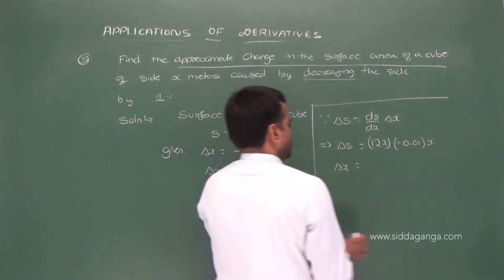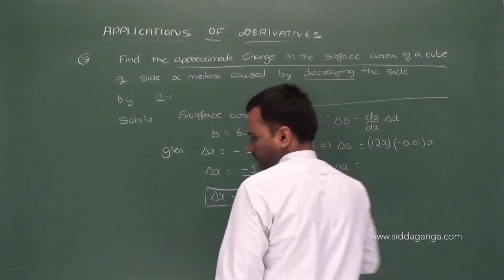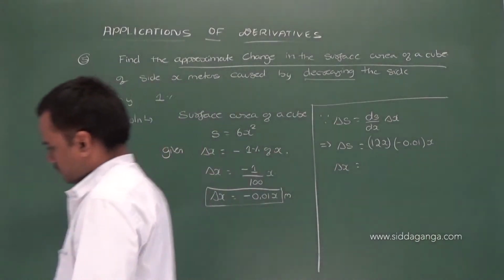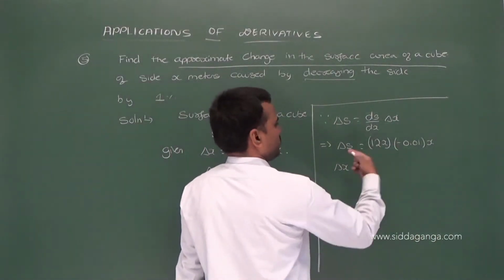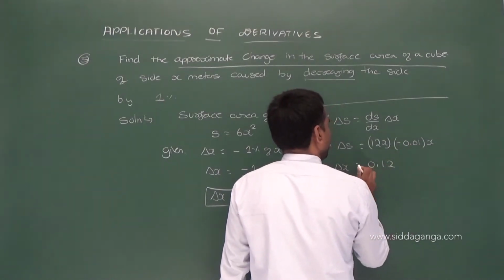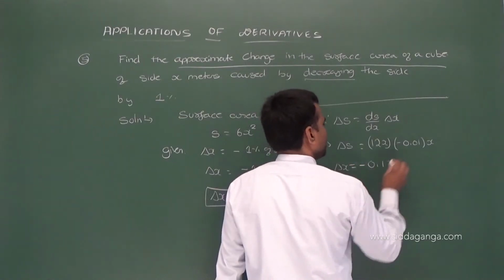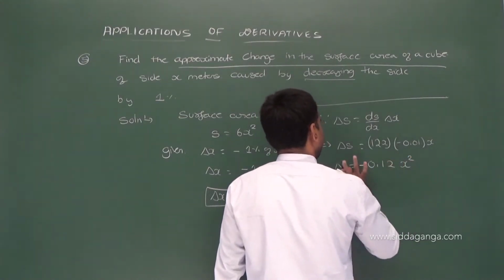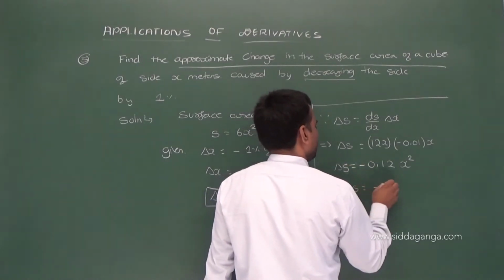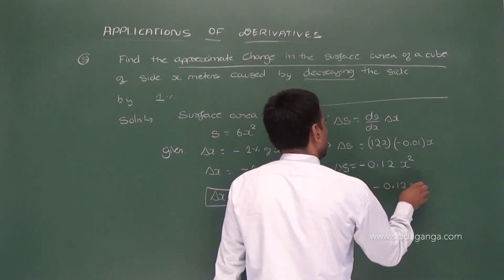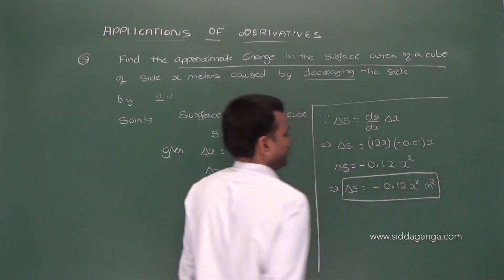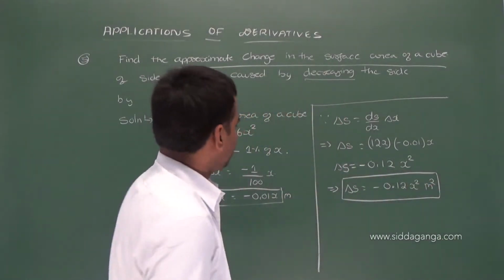So delta S is equal to, if you multiply these two, 0.01 into 12 means 0.12. Minus, we have to write minus here, x into x square. That implies delta S is equal to minus 0.12 x square. Unit meter square. S unit is what? Meter square. See the problem.